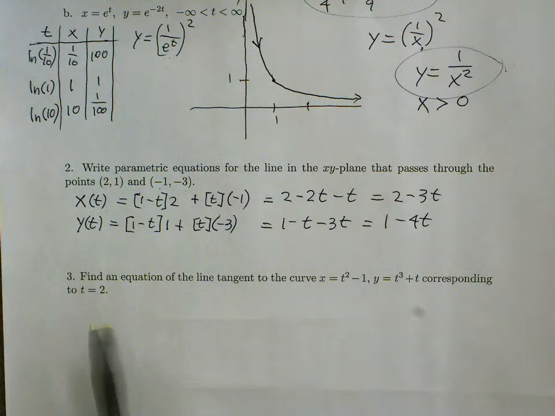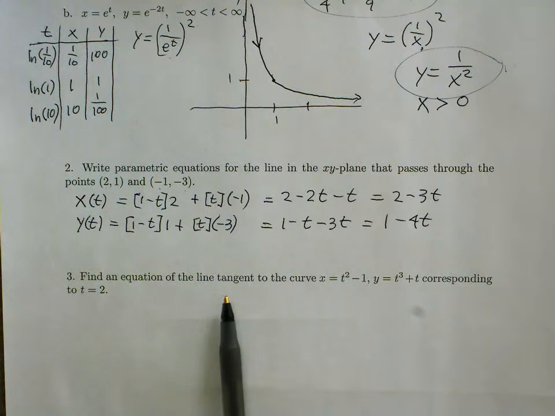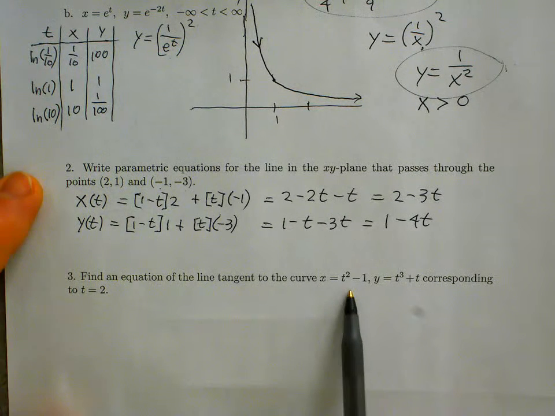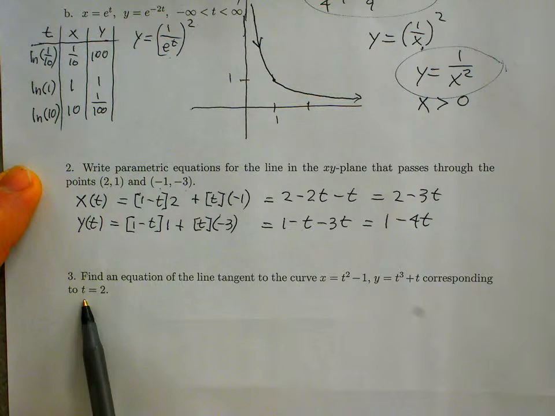Okay, so in order to find an equation of a particular tangent line, we need to know 2 things. We need to know the ordered pair of the point that the tangent line passes through. And we also need to know what the slope of that line is. And if we know those 2 things, we can write down an equation for that line. So let's first find the point, the x and y coordinates that correspond to t equals 2.